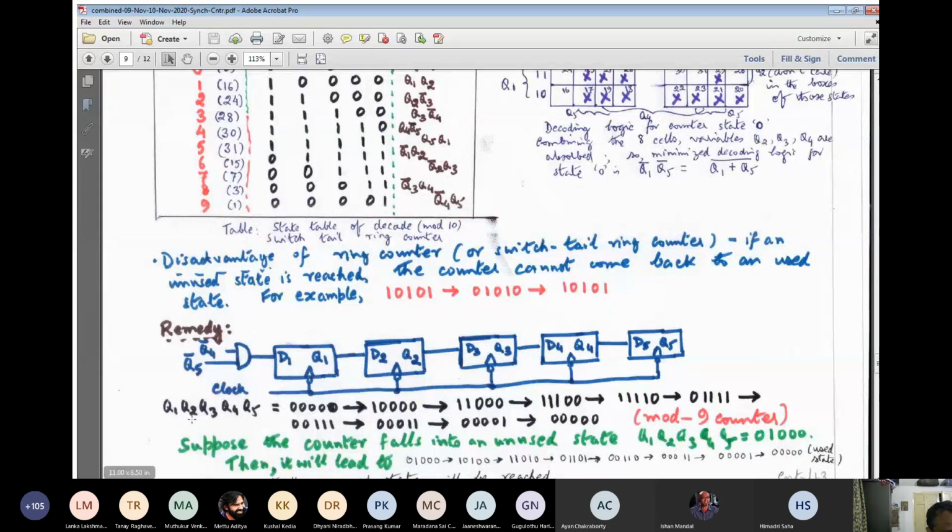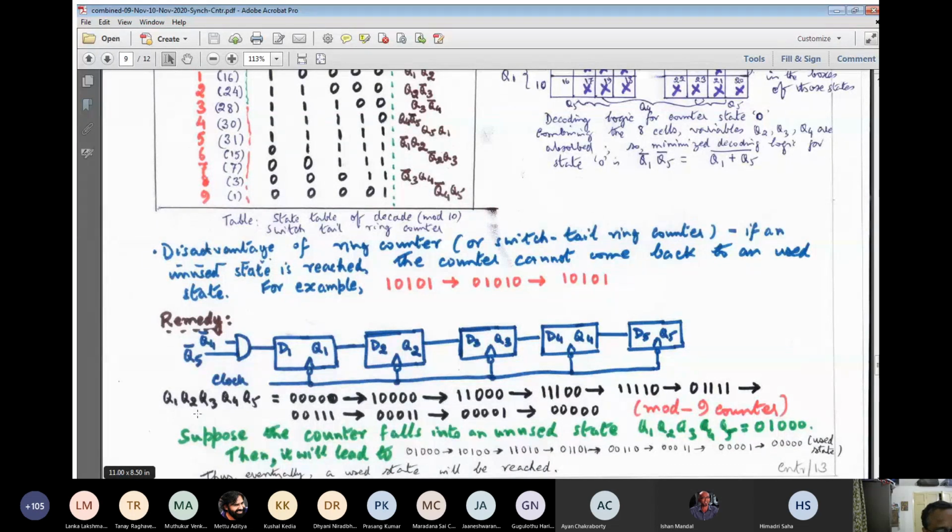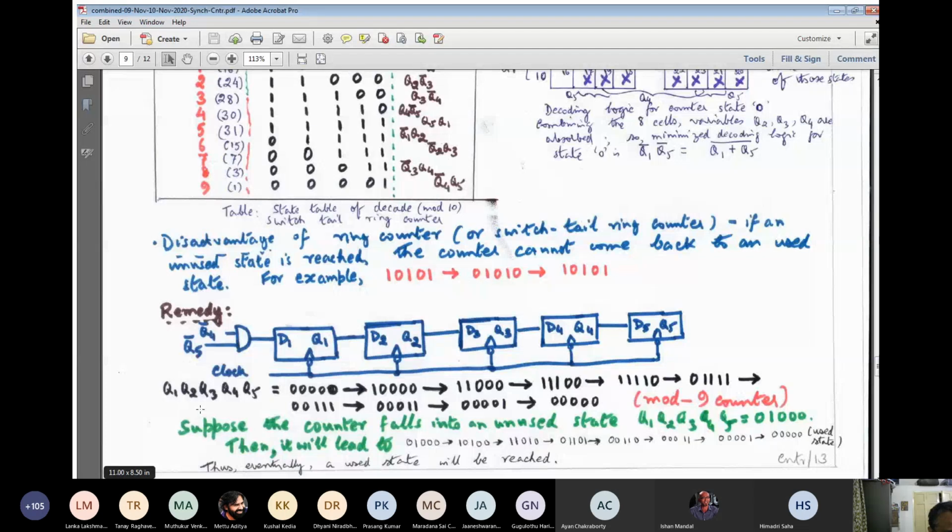You know what is the benefit? The benefit is that I have also done it experimentally: suppose the circuit falls into some unused state, it will definitely be able to come back from the unused state after going through possibly some more unused states. Once one of the prescribed states is attained, after that it will continue to behave like a normal counter.